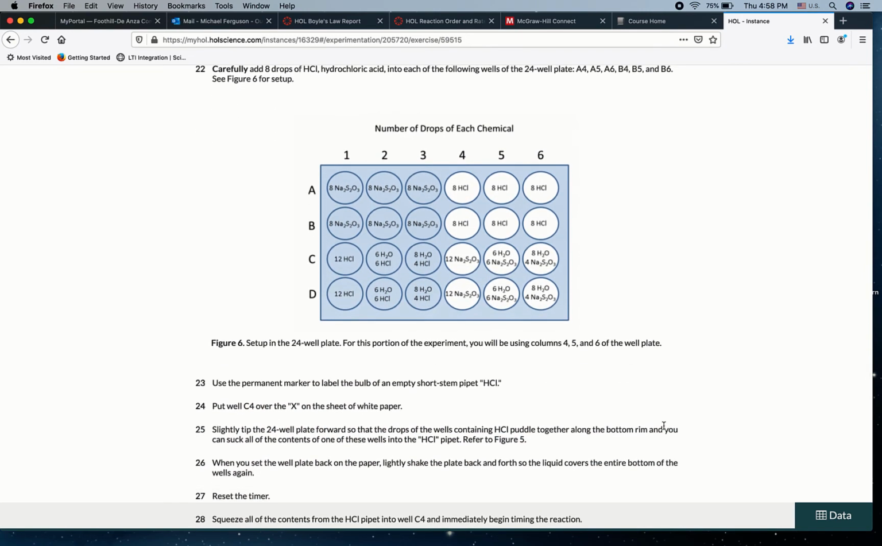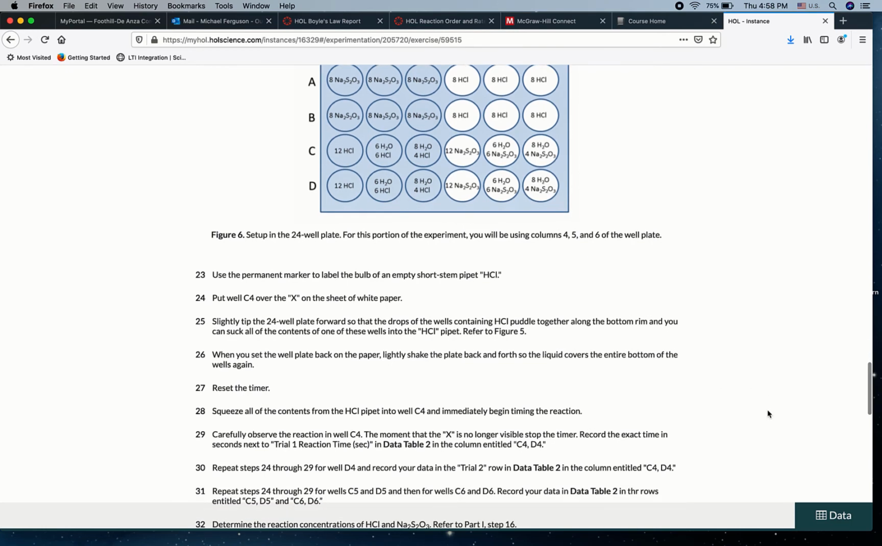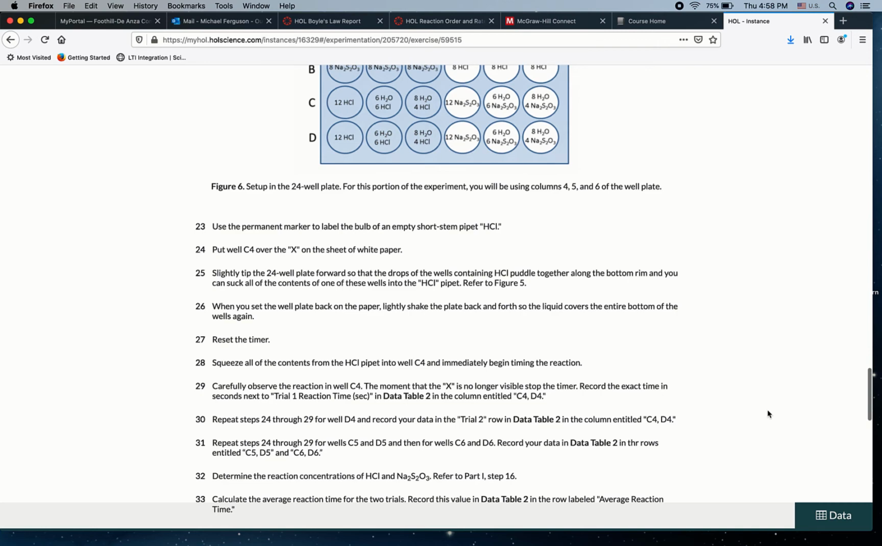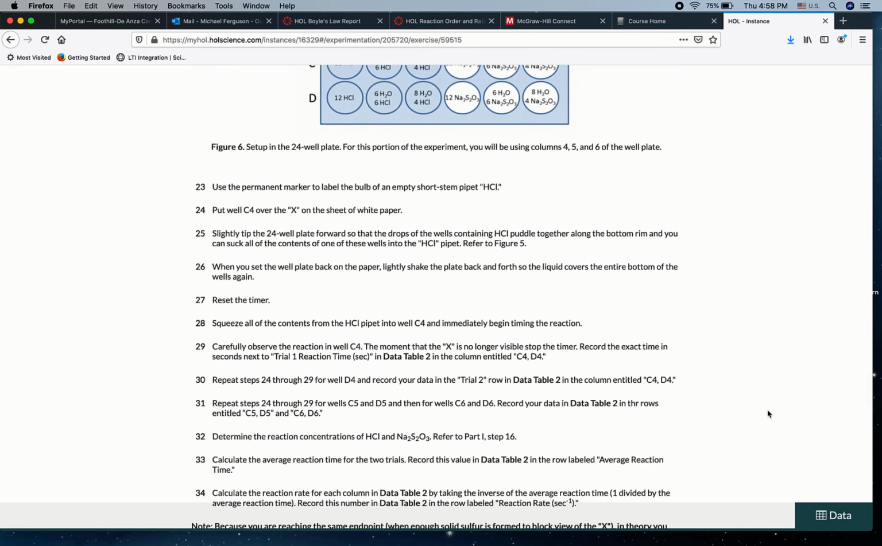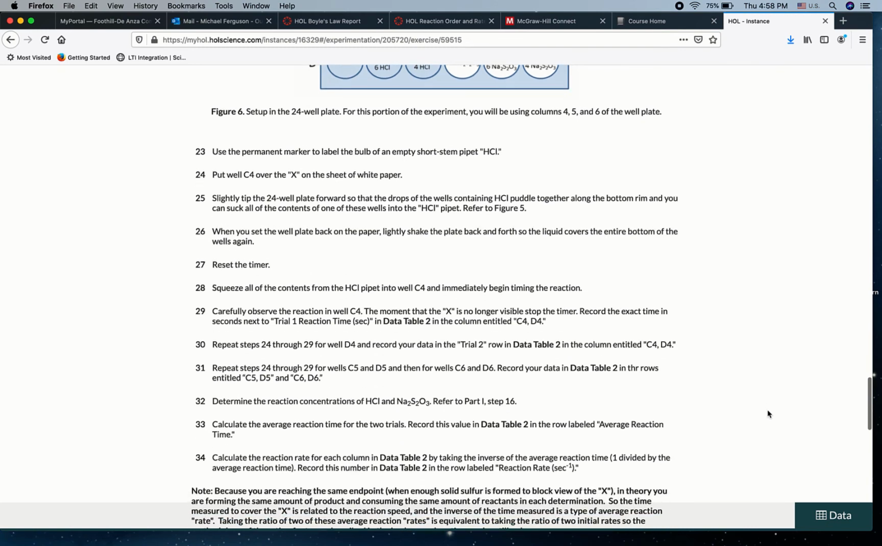And you can see, you have here hydrochloric acid and then the thiosulfate. And then take a pipette labeled HCl, and then put an X, so in this case C4, so this one's C4. Then same idea, suck up the hydrochloric acid and put it in C4, and then take the time. And then gather those data, and then do that for the rest. And so we'll also get all the concentrations for hydrochloric acid and thiosulfate, and then get the average time.